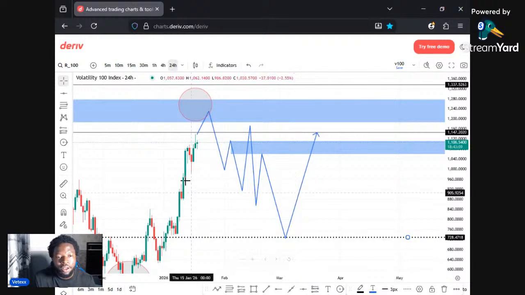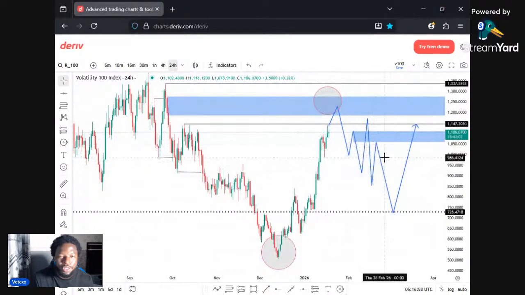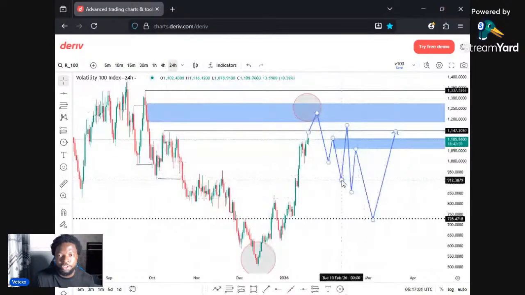So what we are anticipating right now is price to get into this 24-hour POI, give us a continuation on the 4 hour, then we scale down to our 15 minutes to look for continuation.